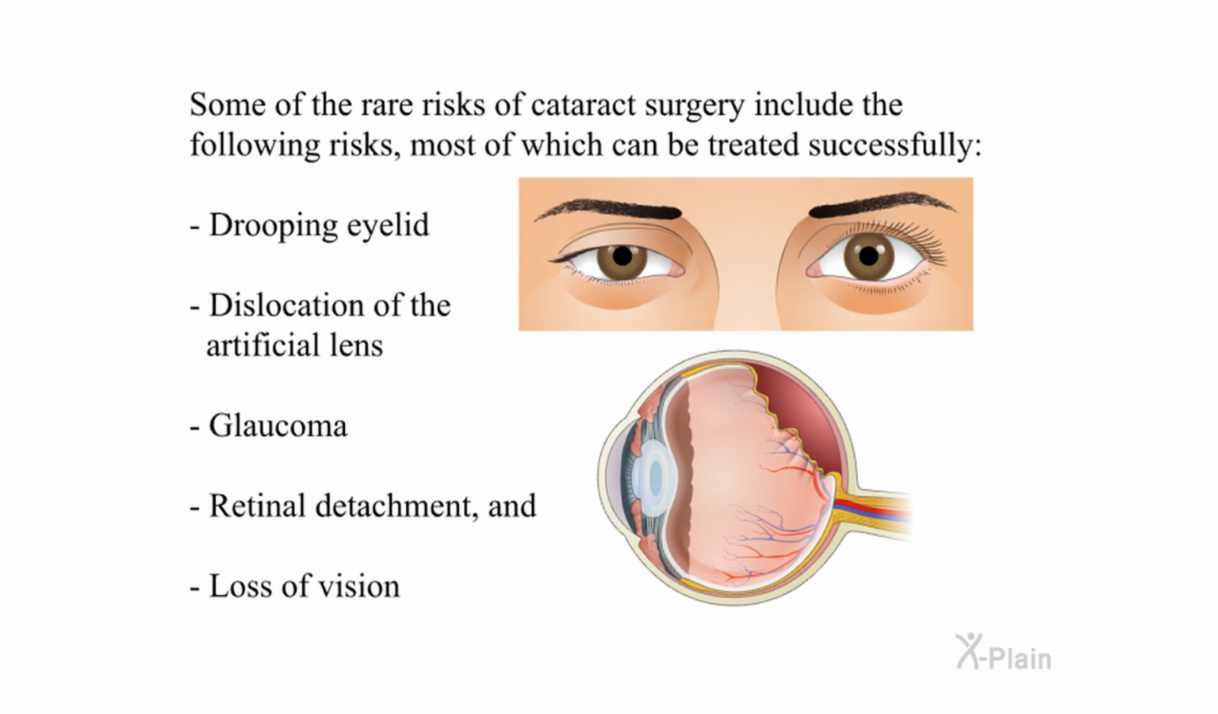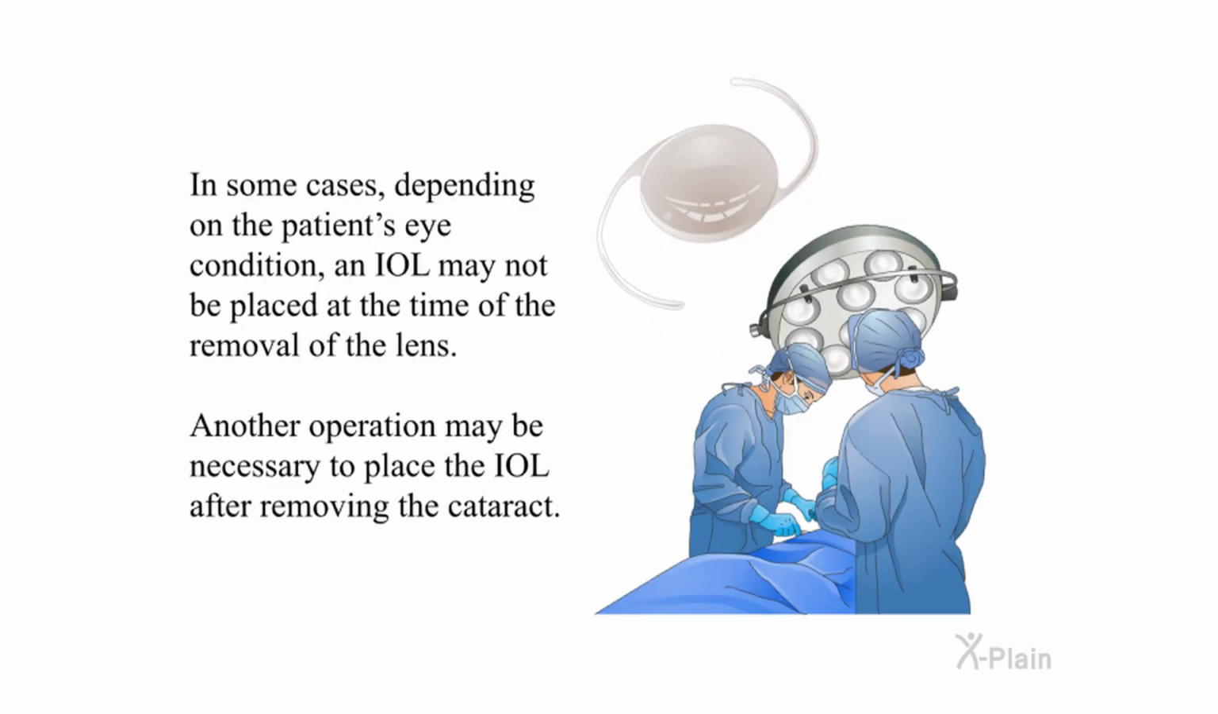Some of the rare risks of cataract surgery include the following, most of which can be treated successfully: drooping eyelid, dislocation of the artificial lens, glaucoma, retinal detachment, and loss of vision. In some cases, depending on the patient's eye condition, an IOL may not be placed at the time of the removal of the lens. Another operation may be necessary to place the IOL after removing the cataract.